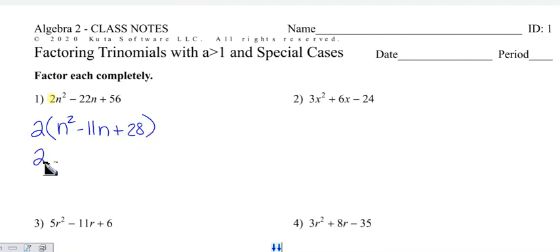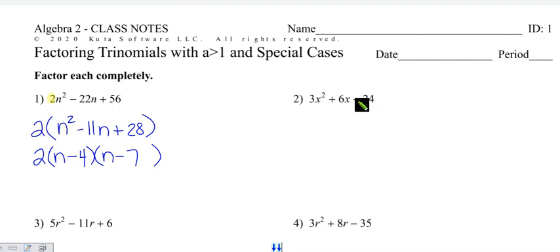Now I can continue. This trinomial can actually be split down into 2 more parentheses. I'm going to take this lead term, n squared, and I'll break it down into n times n. Then I'm going to see, are there 2 numbers that can multiply to a positive 28 that can also add to a negative 11? First thing, I know if they multiply to a positive 28, they have to have the same sign. And it's going to be the same sign as this middle term, negative. So can you think of 2 numbers that multiply to a positive 28 that will also add to 11? Yes, 4 and 7.